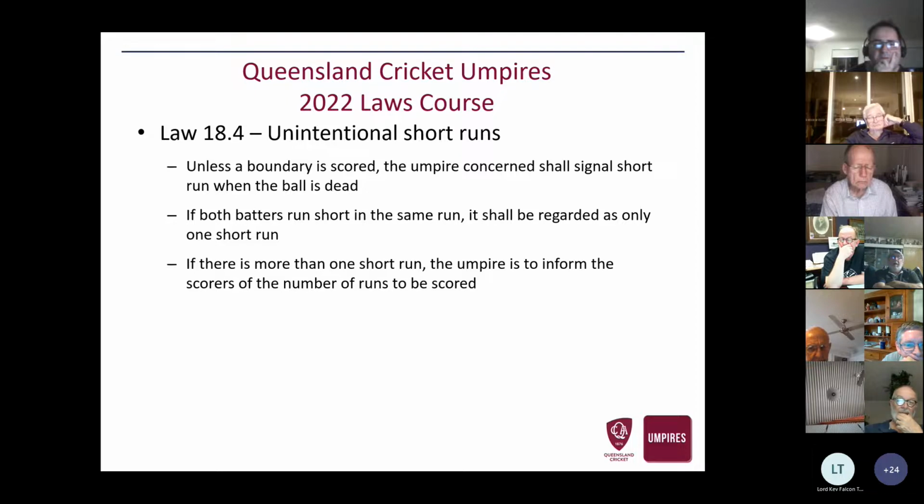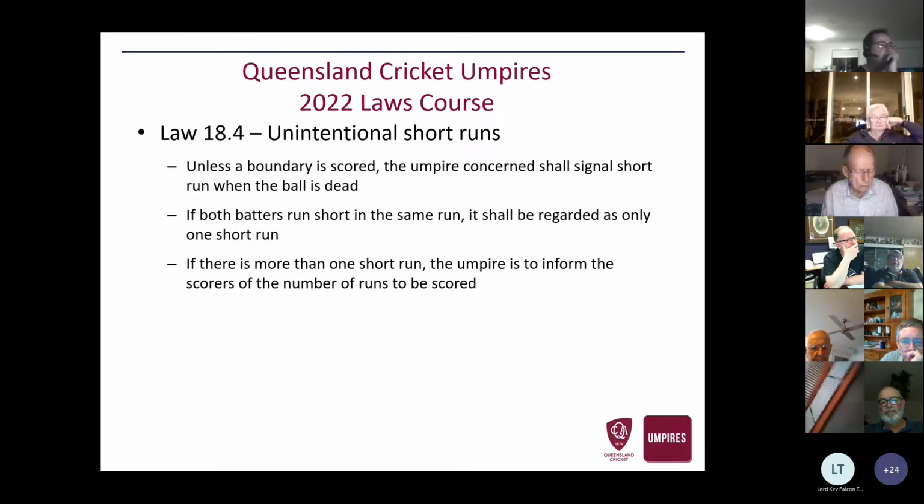The next part of the law talks to unintentional short runs. As we just said before, unless a boundary is scored, in which case we don't really care about the runs run, but we will get to where that does apply sometimes shortly. The umpire concerned shall signal short run when the ball is dead. The important thing to note, just in terms of scoring though, and good technique, is that the bowler's end umpire should be the one to signal to the scorers.